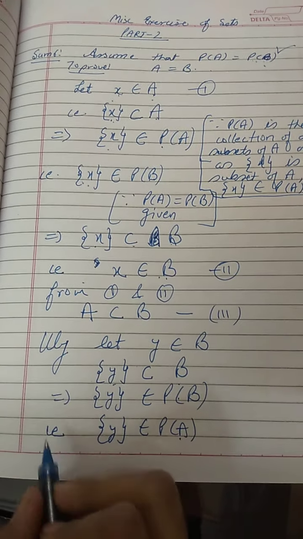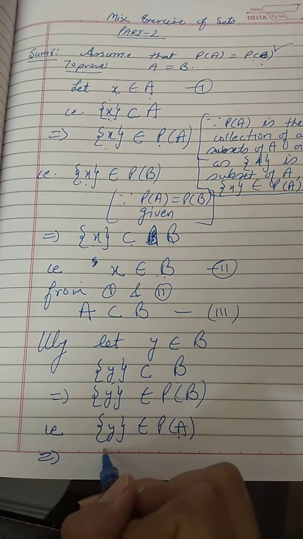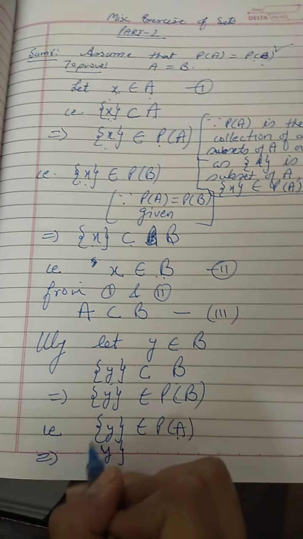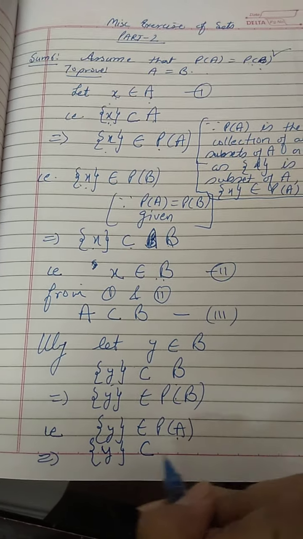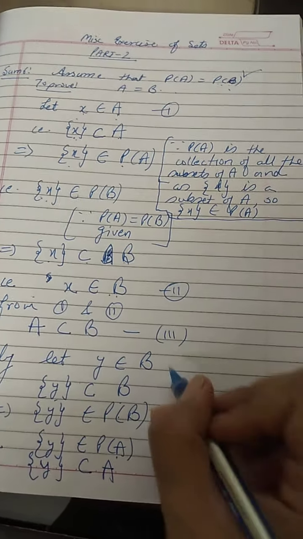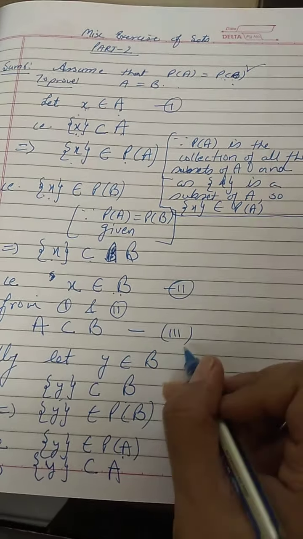This thing is given to us, which further implies that this singleton set will be a subset of A, right? Let us finish here itself. If it is a subset of A, what does it mean? It means Y belongs to A, right? Same steps. There we started with A. In the second part we started with B. Otherwise similar steps we have taken, only the element is changed, and we started that Y belongs to B.